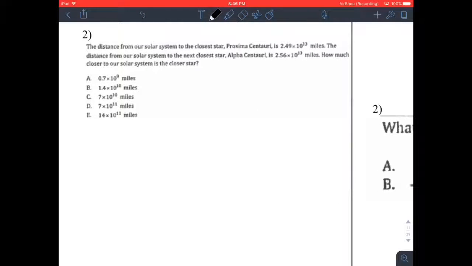Number 2, the distance from our solar system to the nearest star, can't even pronounce that, is 2.49 times 10 to the 13th miles. The distance from our solar system to the next closest star, alpha something, is 2.56 times 10 to the 13th miles. How much closer to our solar system is the closer star? Well, to do this problem, we're going to have to take 2.56 times 10 to the 13th minus 2.49 times 10 to the 13th. Subtract those.